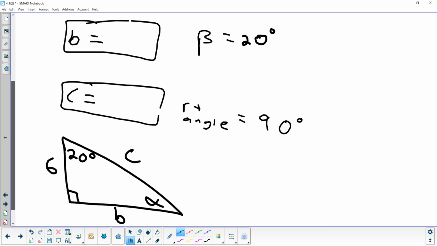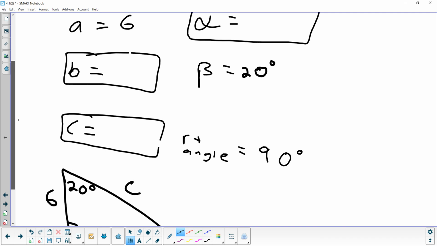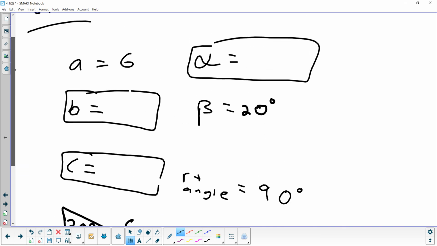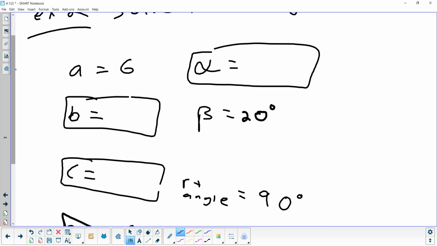All right. How about Katrina? Is there anything I can find first that would be pretty quick? The third angle. What's the third angle going to be? 70. Okay, everything has to add up to 180, so this has to be 70.